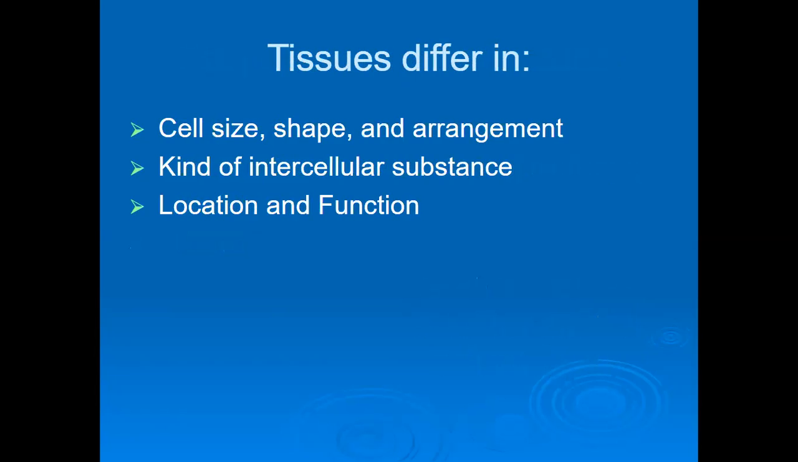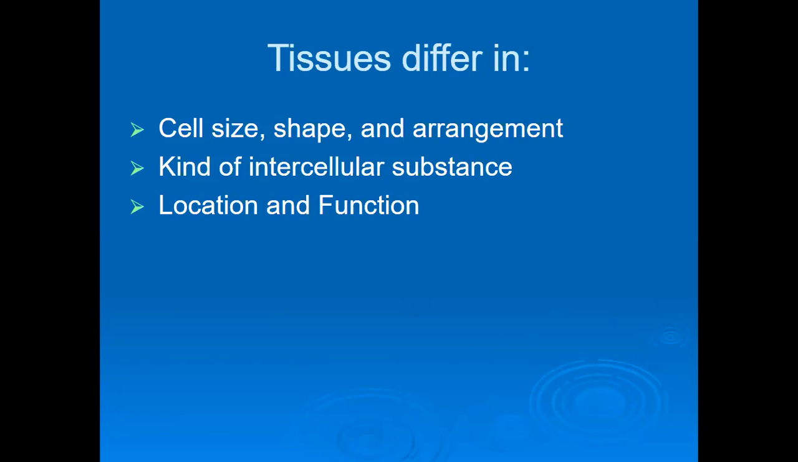One would be their cells, the cell's size, the cell's shape, and the cell's arrangement is something that we would look at to determine the type of tissue that we are studying. The kind of intercellular substance, I call this the packing peanuts. What's around the cells holding the cells in place? And then lastly, the tissue's location and its function, what it does.